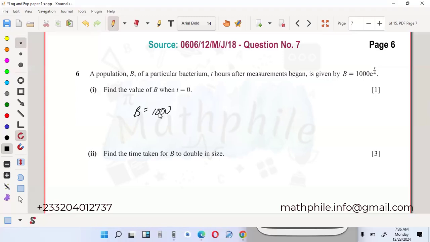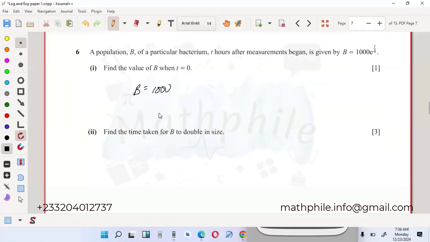They said find the time taken for B to double in size. Then I just doubled B, so it became 2,000, equal to 1,000 e raised to the power t over 4. I divided both sides by 1,000.